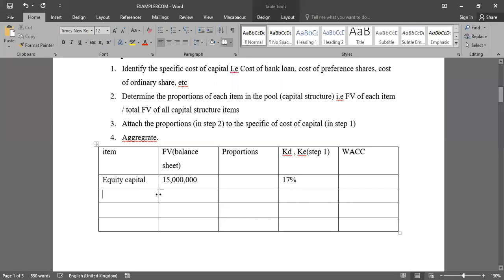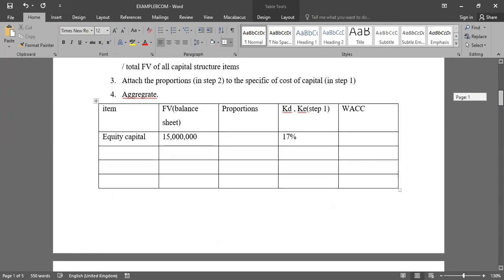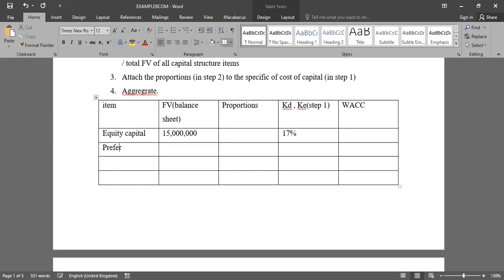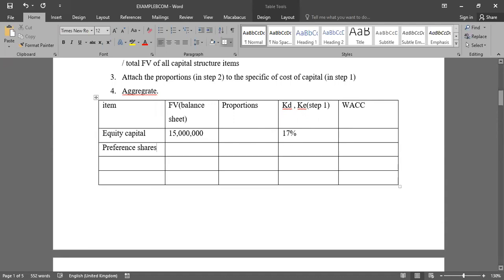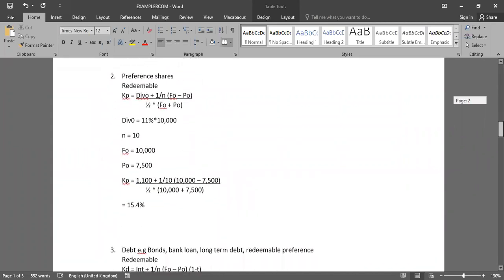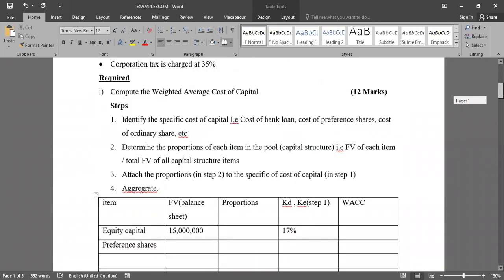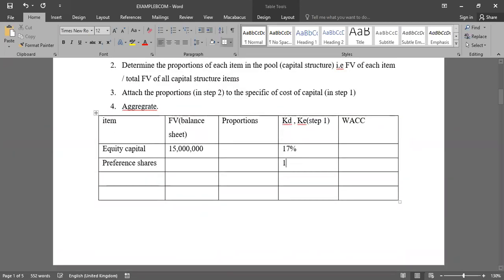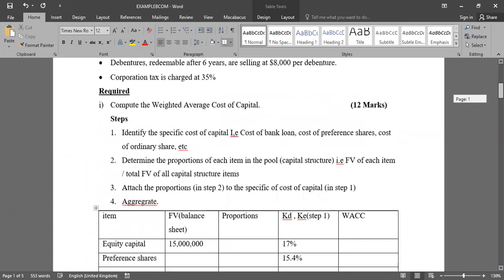I should first bring all those. Then preference shares, preference capital. The specific cost for preference shares, we got it as 15.4%. So we bring 15.4%. The face value is given here. It is 1 million.